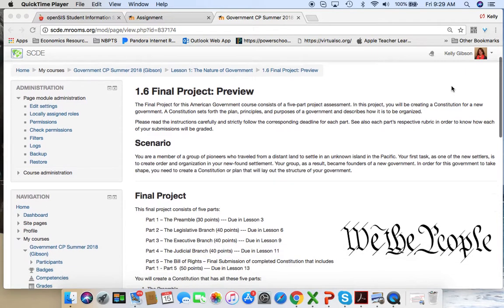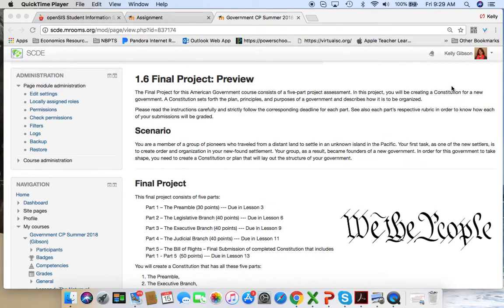And this project is divided into 5 parts. You'll submit the preamble in Lesson 3 on Sunday. You'll create your legislative branch and submit that in Lesson 6. Your executive branch is due in Lesson 9. The judicial branch is due in Lesson 11. And then the Bill of Rights is the 5th section, and that's due in Lesson 13 as one file. Then you will put all 5 parts together in one final document with a cover page, and you will also submit that in Lesson 13.